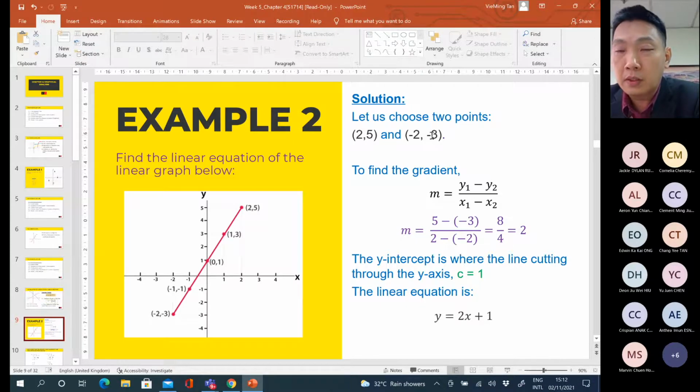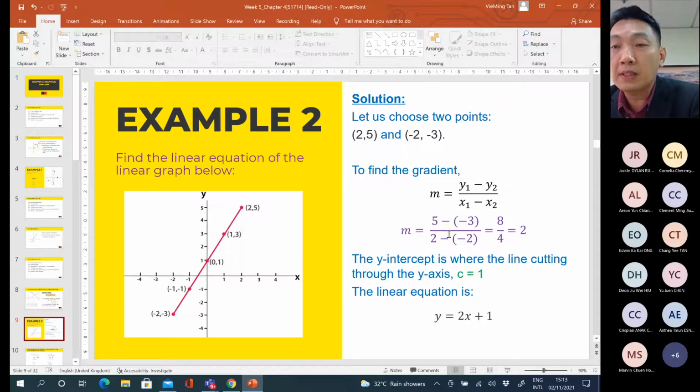All right. So let us try to use these 2 points to calculate the m value by using this formula. So y1 is this number, so we substitute y1 here. Minus y2, which is -3, so you put brackets around the -3. Then divided by x1, which is 2, minus -2, which is x2.